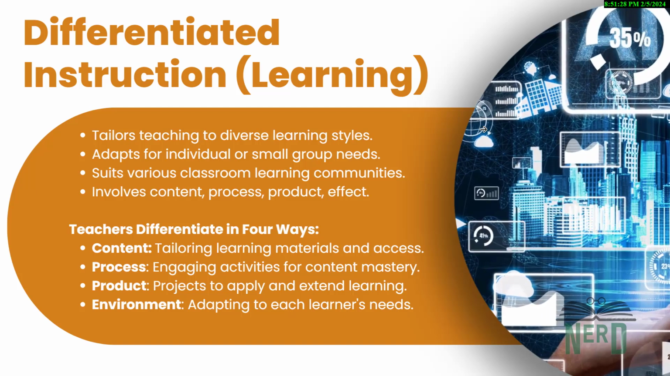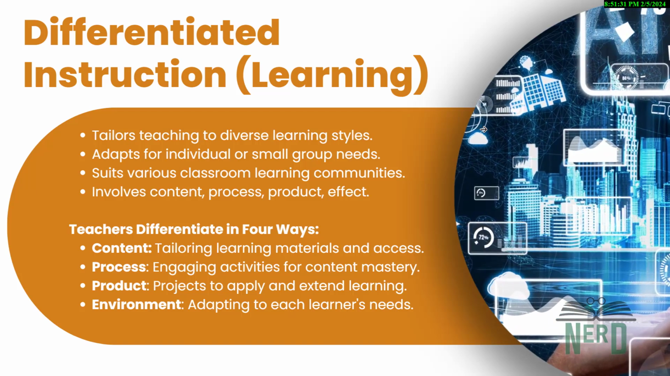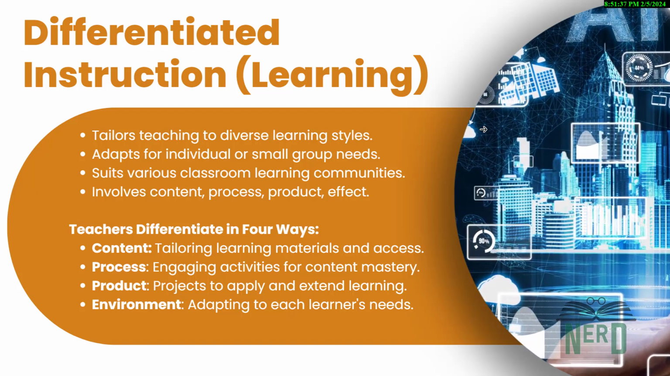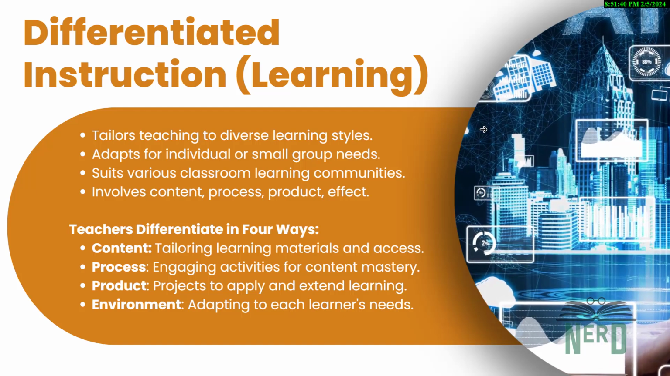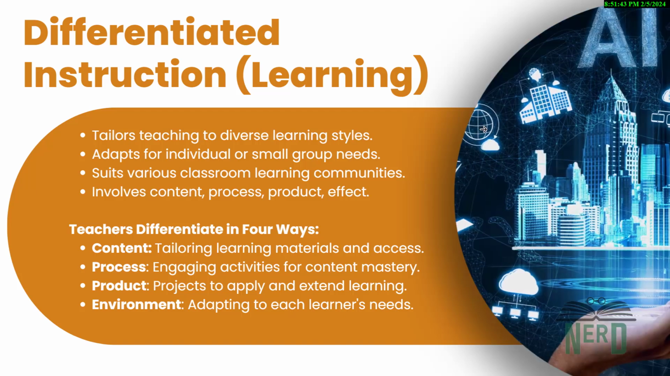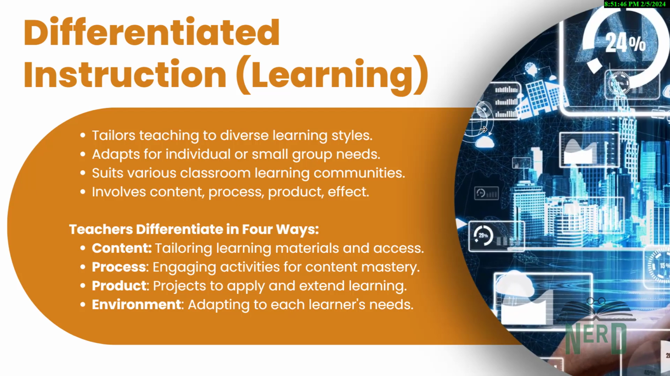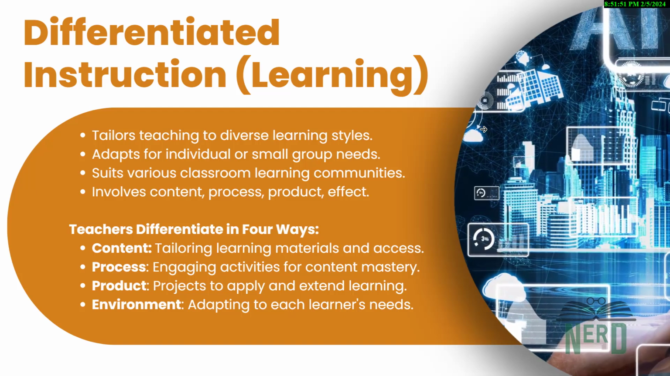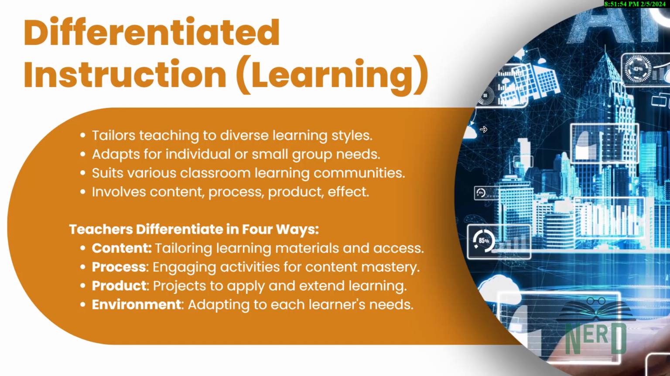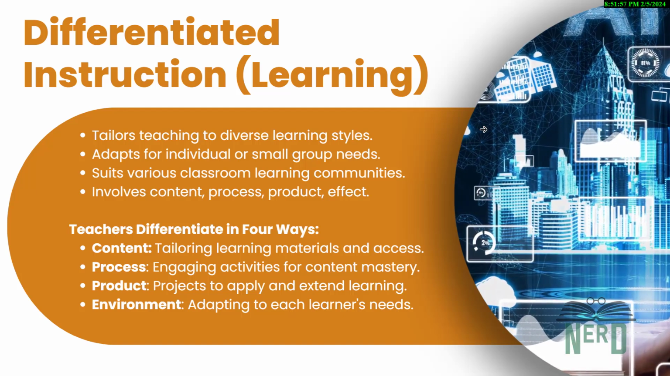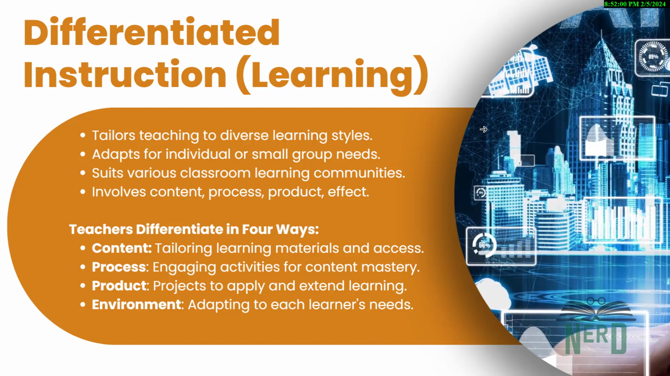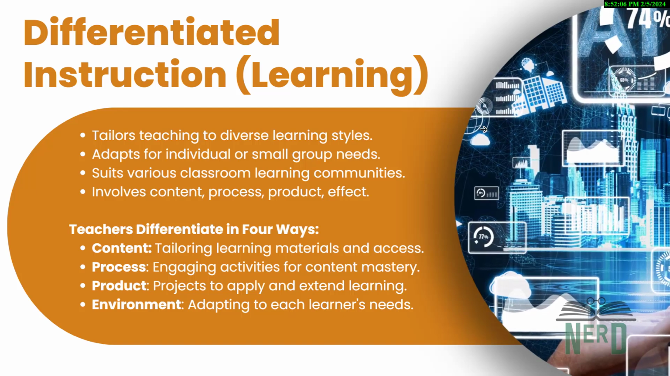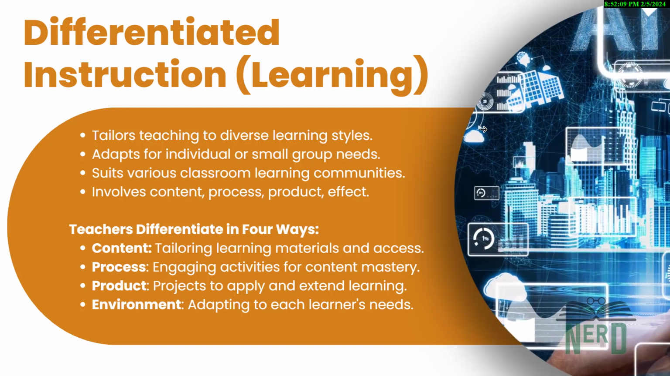For example, let's say you're teaching about the water cycle. Some kids might learn best by watching a video about it, while others might prefer a hands-on experience with evaporation and condensation. And then there are some students who might love to write a story about the journey of a water droplet. In this way, you're differentiating the content, what they learn, the process, how they learn it, the product, what they create to show their learning, and even the learning environment, which means making the classroom a space where everyone's learning style is supported.